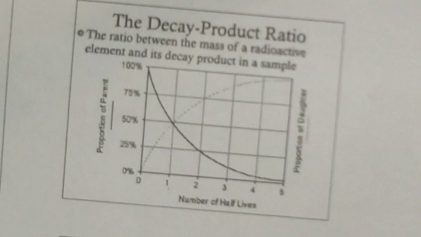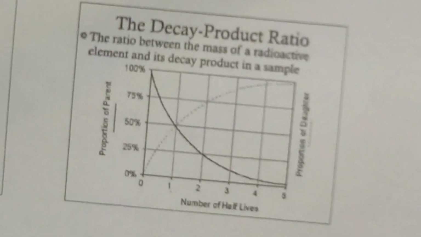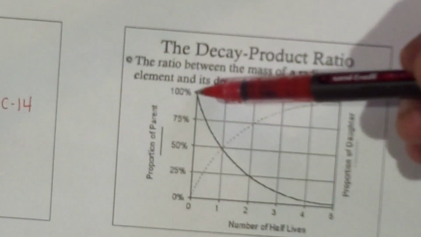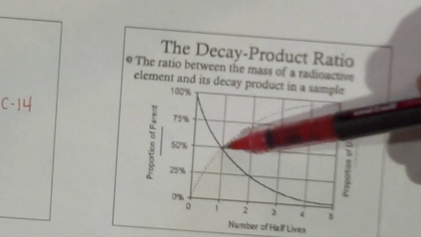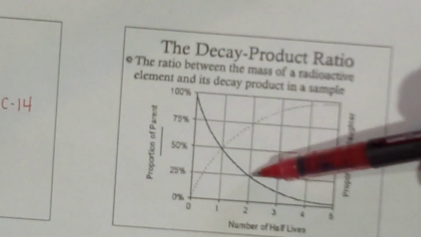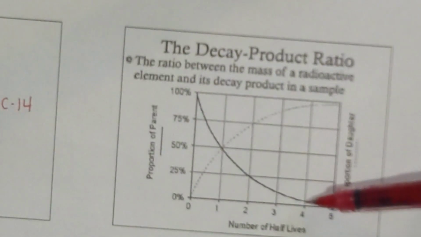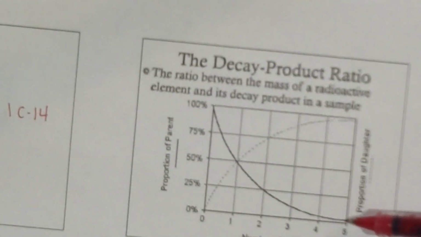The decay product ratio: the ratio between the mass of a radioactive element and its decay product in a sample. Here's the line that represents the radioactive substance. It starts off at 100%. After 1 half-life, it's down to 50%, then 25%, then 12.5, then 6.25, 5 half-lives, 3.125%.